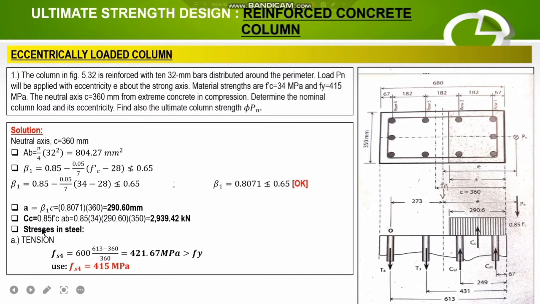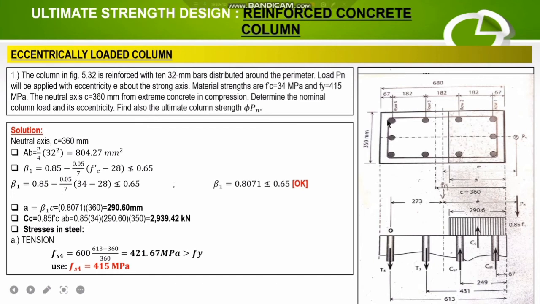Then for the stresses in steel, basically after dividing the column section into two, basing on the neutral axis with a given neutral axis of 360 mm.